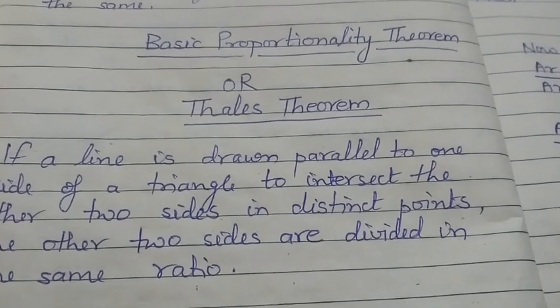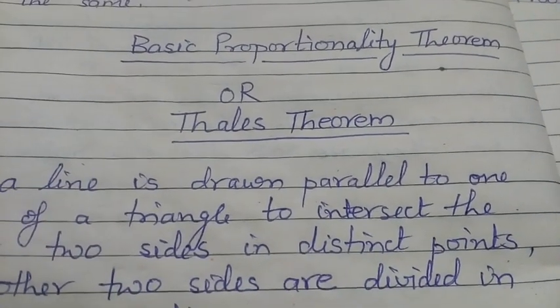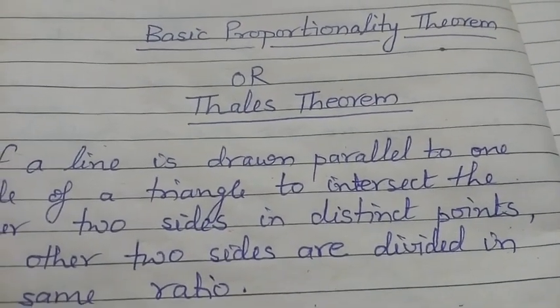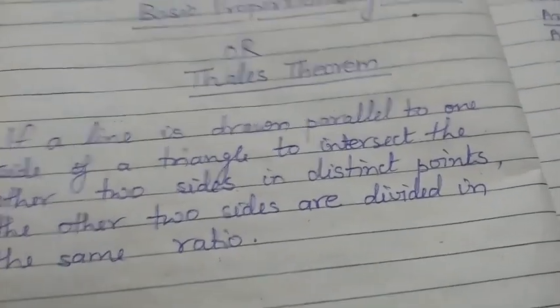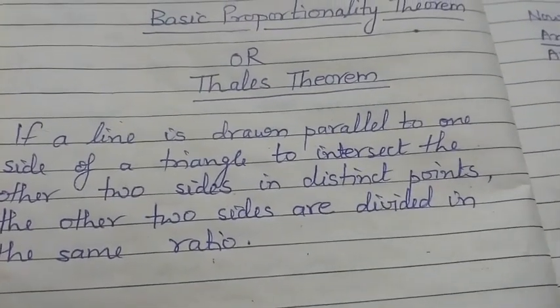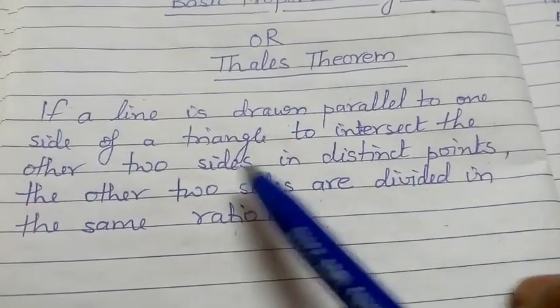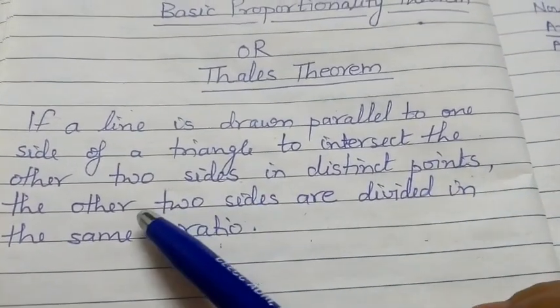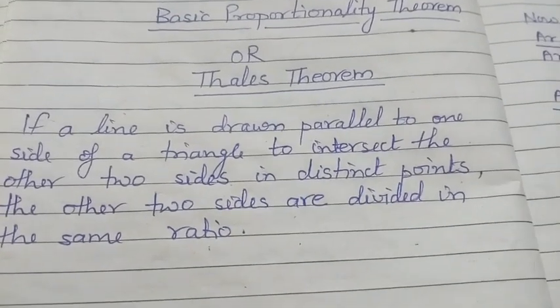Today's topic is the basic proportionality theorem, or the Thales theorem, from the chapter Triangles of class 10 mathematics. What does the Thales theorem say? If a line is drawn parallel to one side of a triangle to intersect the other two sides in distinct points, the other two sides are divided in the same ratio.